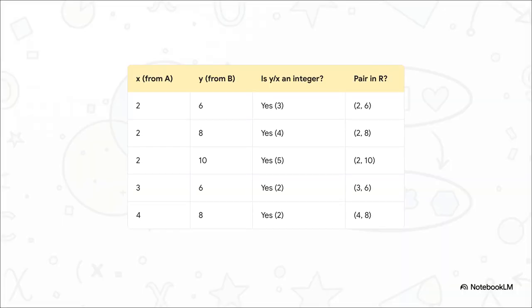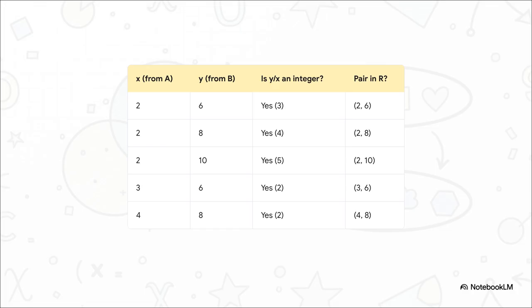The key here is just to be systematic about it. Let's test every single element in A with every single element in B. We'll start with x equals 2. Is 6 divided by 2 an integer? Yep, it's 3. So 2, 6 is in. How about 8 divided by 2? That's 4, another integer. 2, 8 is in. 10 divided by 2? That's 5. Perfect. 2, 10 makes the cut.